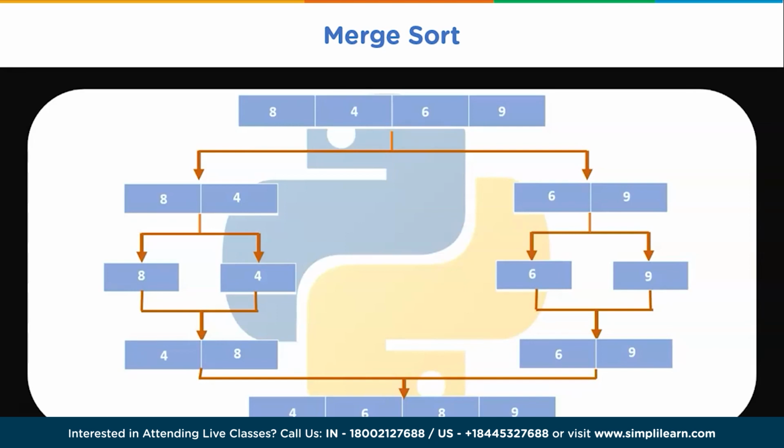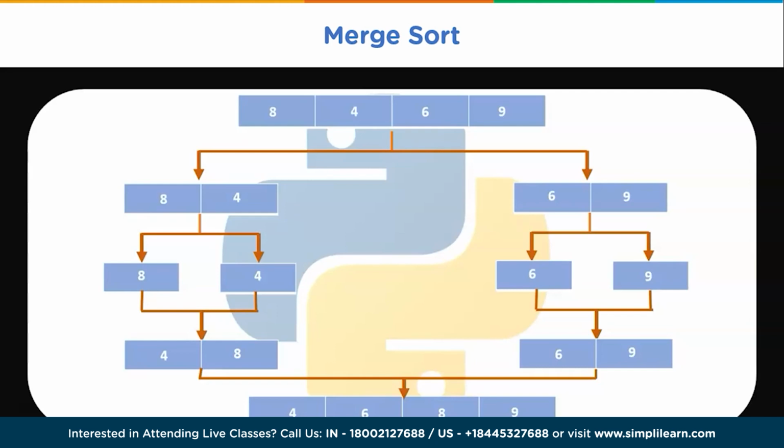Now as it is an even number of items in this list, they will get distributed into two equal halves. In the left half you have 8 and 4, and in the right half you have 6 and 9. Now again recursively you will split each half, the left half and the right half again, till you have single elements. So now you see 8 and 4 get split into individual elements 8, 4 and 6 and 9 into 6 and 9.